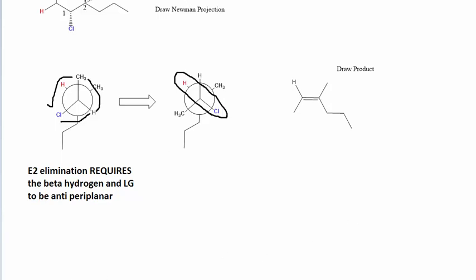Okay, and now if you're going to draw the mechanism, you would simply take that molecule that we had at the beginning, and then you take the base, attack that beta hydrogen, which will donate electron density into this region here, forming the pi bond as this sigma bond, the leaving group, breaks. And as a result, you'll simply get the product.